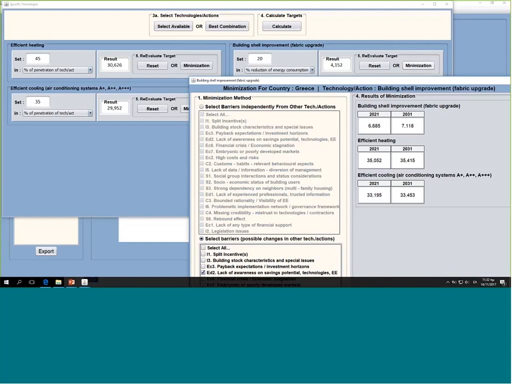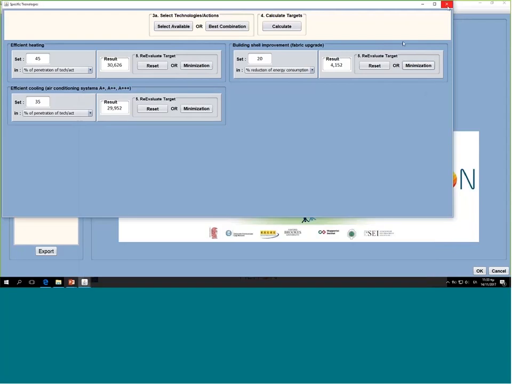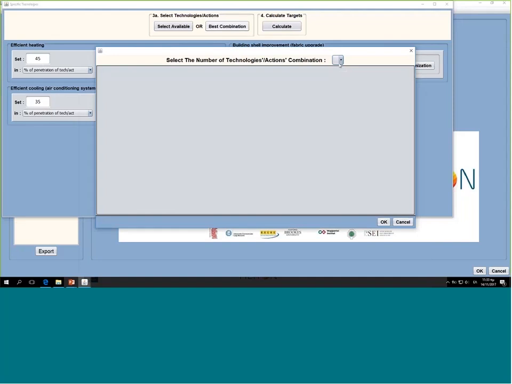From 30% in efficient heating, we have 35. From 29, almost 30 in energy cooling, we have 33.5. And for building cell improvement, from 4, we have increased to 7. So this is how another scenario by reducing the impact of barriers can be formed. Instead of selecting these 3 randomly, arbitrarily, the user can select the best combination.